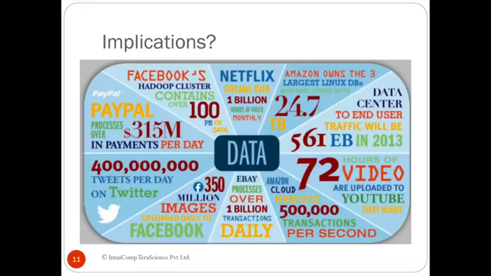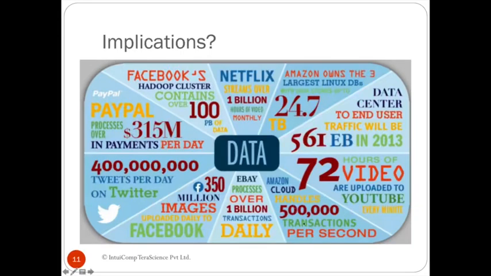So this is big data. What are the implications? Facebook uses a Hadoop cluster containing over hundreds of petabytes of data. Netflix streams over 1 billion hours of video monthly. Amazon owns the 3 largest Linux databases, 2.47 terabytes. Data center to end user traffic will see 561 EB in 2013. Then 72 hours of video are uploaded to YouTube every minute.